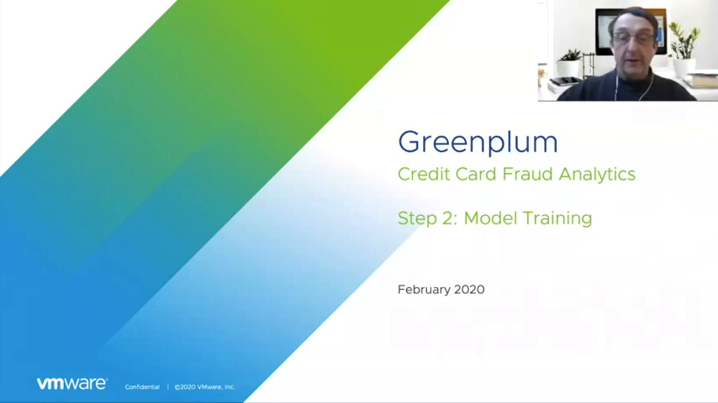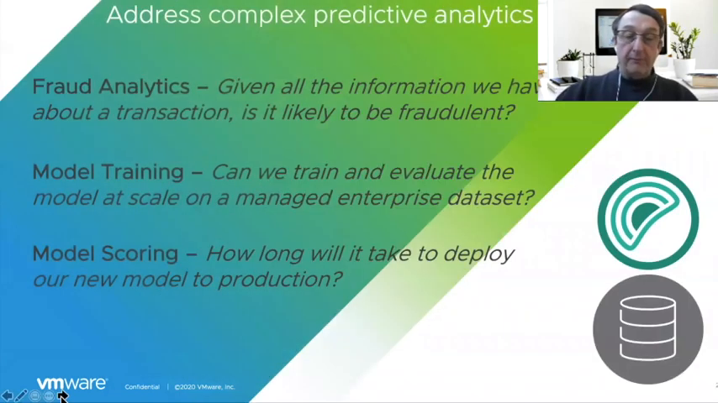I'm going to be talking about model training using Apache MADlib on Greenplum. And to motivate that, we'll talk about a credit card fraud analytics use case. So for this phase, we're going to train a model based upon a labeled historical data set that's already been loaded into Greenplum. And we're going to train that to predict whether or not a particular transaction is fraudulent.